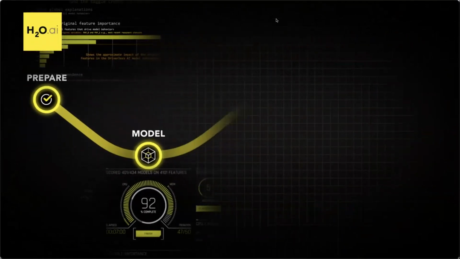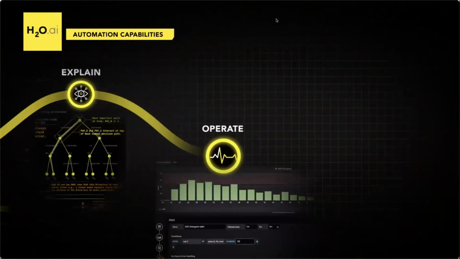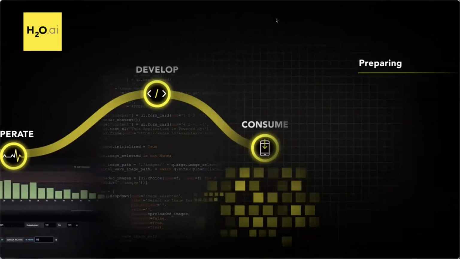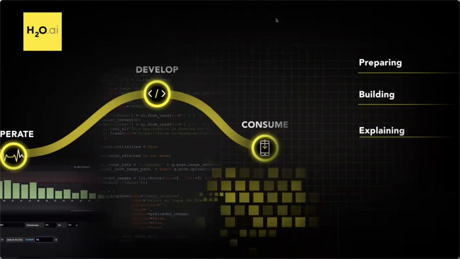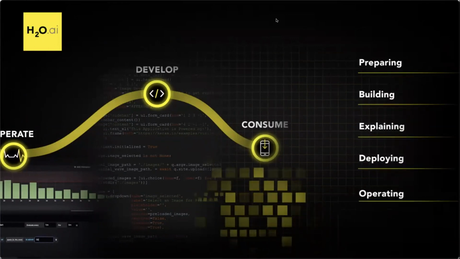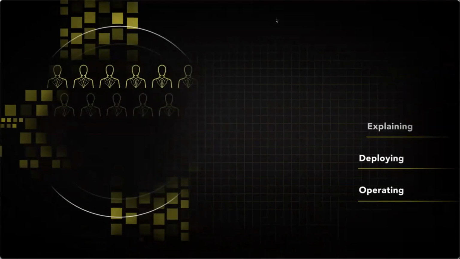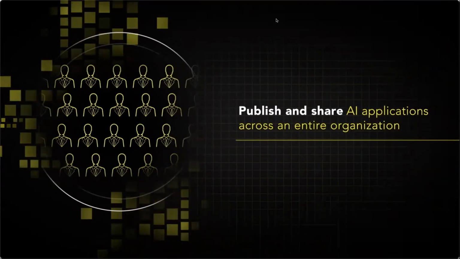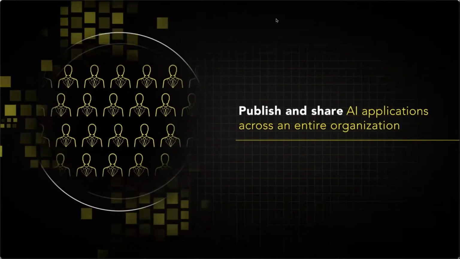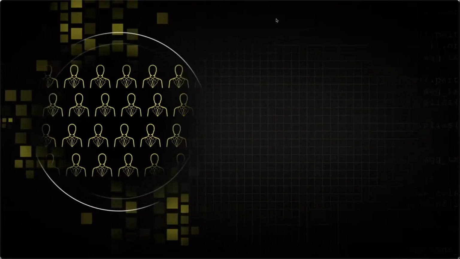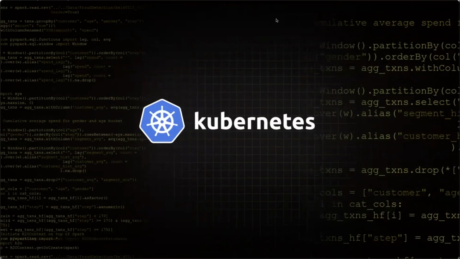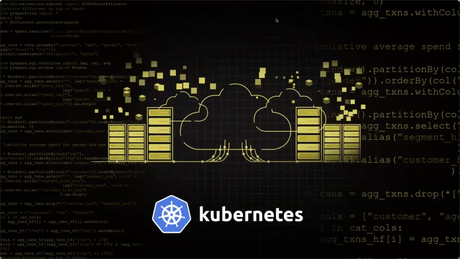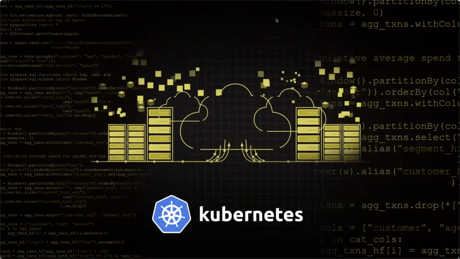H2O AI Hybrid Cloud brings automation capabilities across the entire data science lifecycle, including connecting to and preparing data, building and explaining models, and deploying and operating them. The platform also makes it easy to publish and share AI applications across an entire organization. H2O AI Hybrid Cloud runs on Kubernetes, allowing customers to operate on any cloud or on-premise infrastructure.